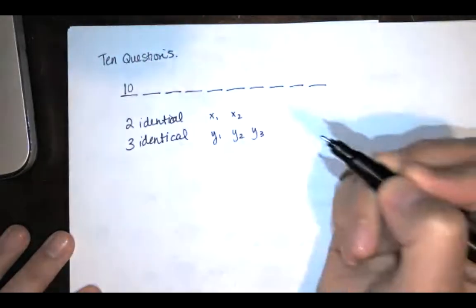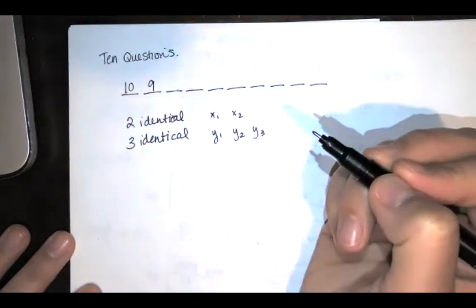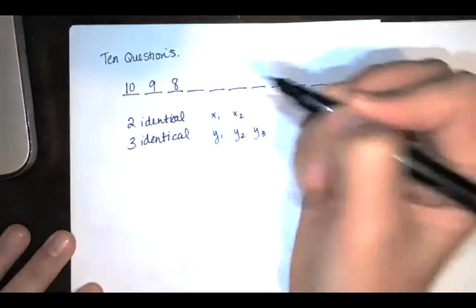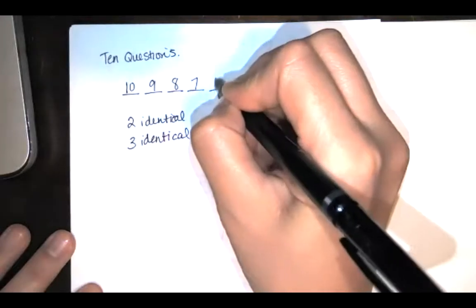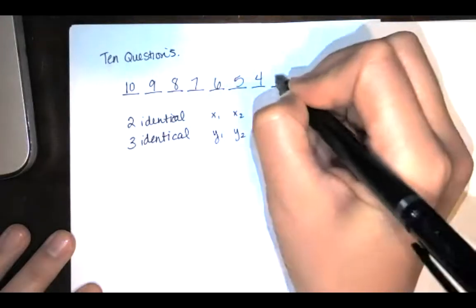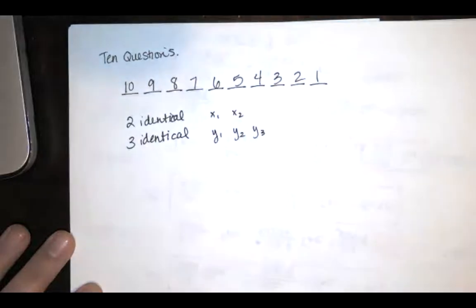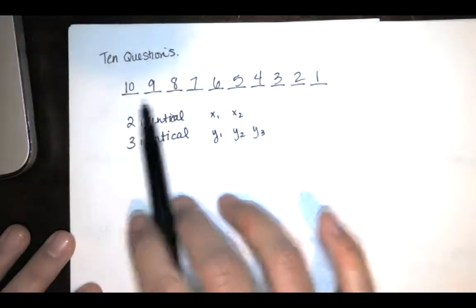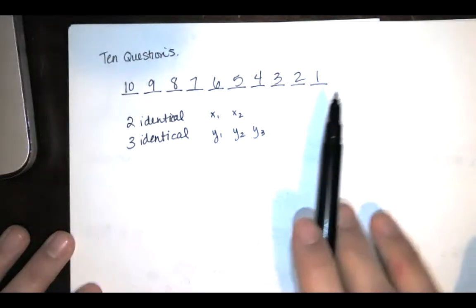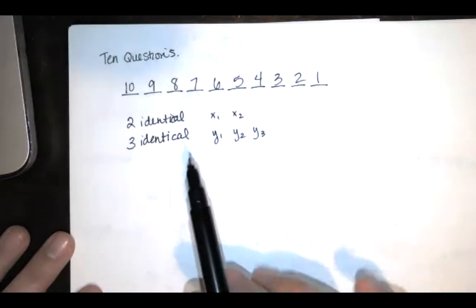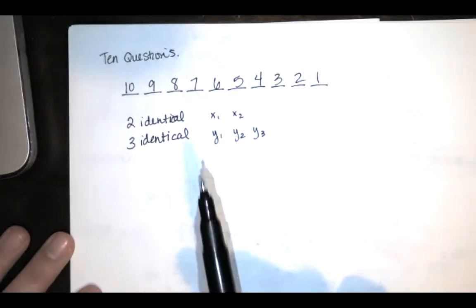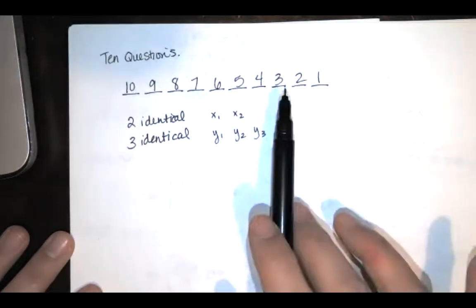Okay, so they're asking the number of ways that you can arrange these 10 questions. Well, if all of them were unique, I would have 10 options for the first question, 9 options for the second question, 8 options for the third, and so on, all the way down. So we would get 10 factorial here if all of those were unique. That's the factorial rule. So we just multiply all of those together. But they're not all unique.